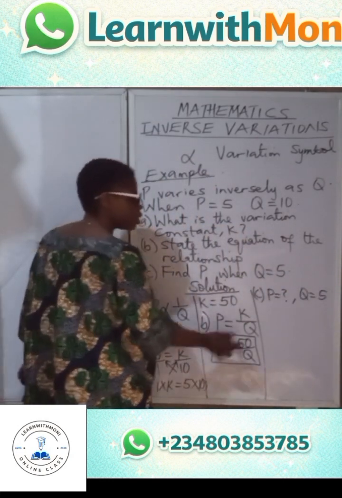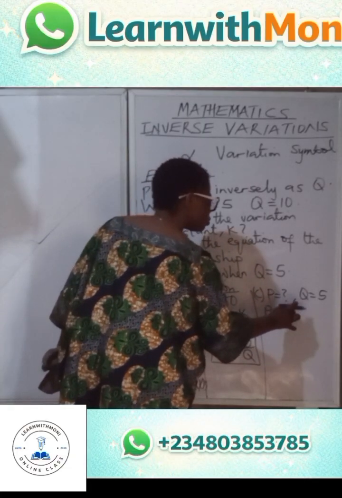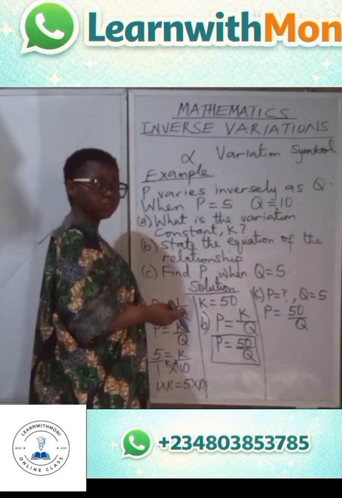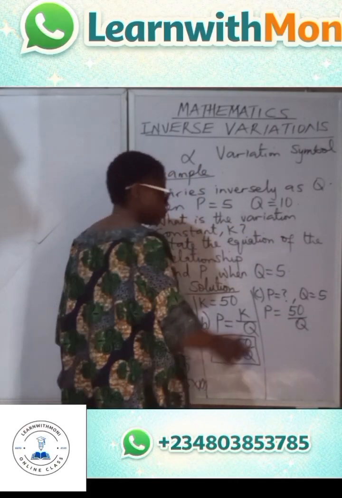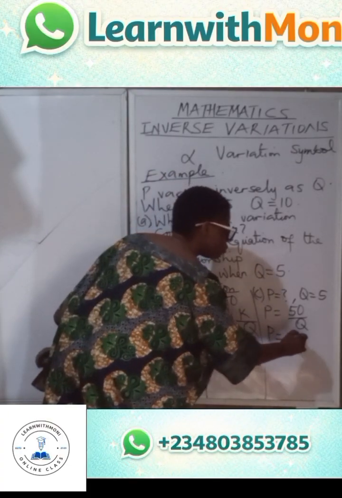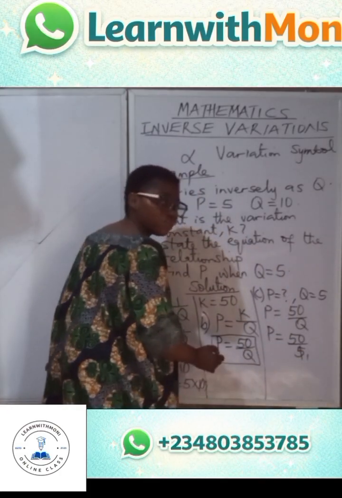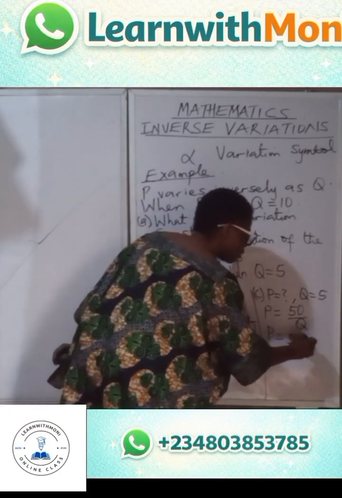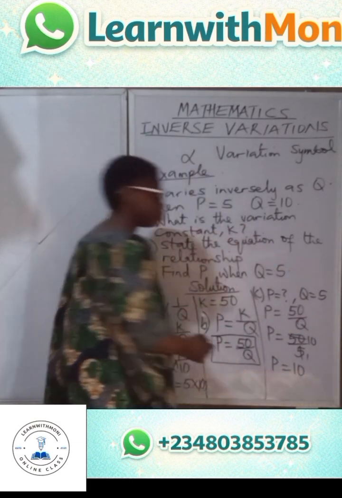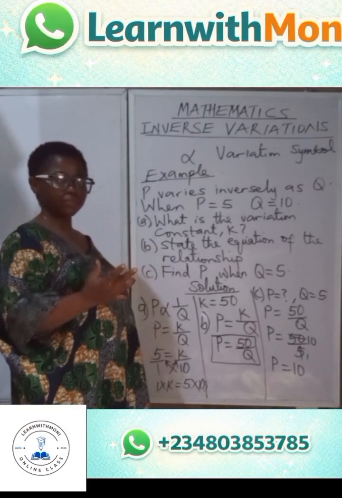The equation of the relationship already tells us that P equals 50 over Q. So I will just substitute into it. Now, Q is 5. What is going to be P? So P is going to be equal to 50 over 5. 5 divides 50 10 times. That means P is equal to 10. When Q is 5, P is 10.